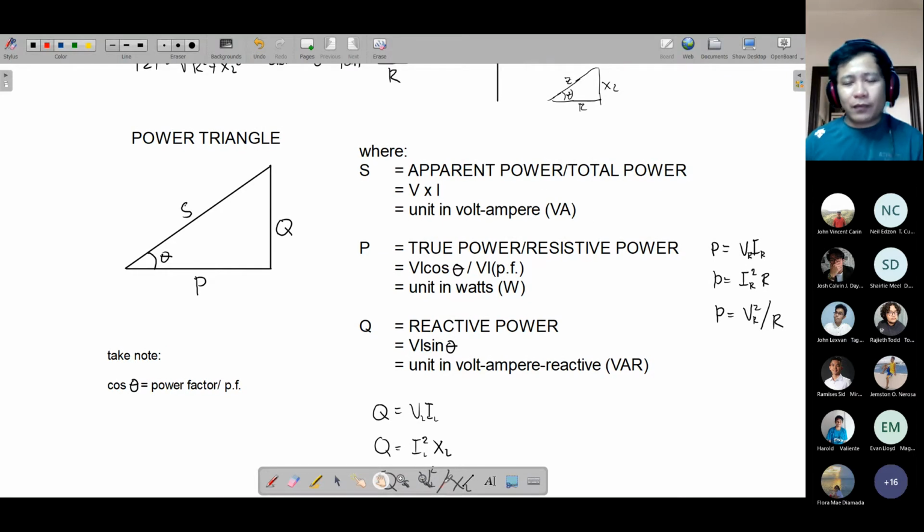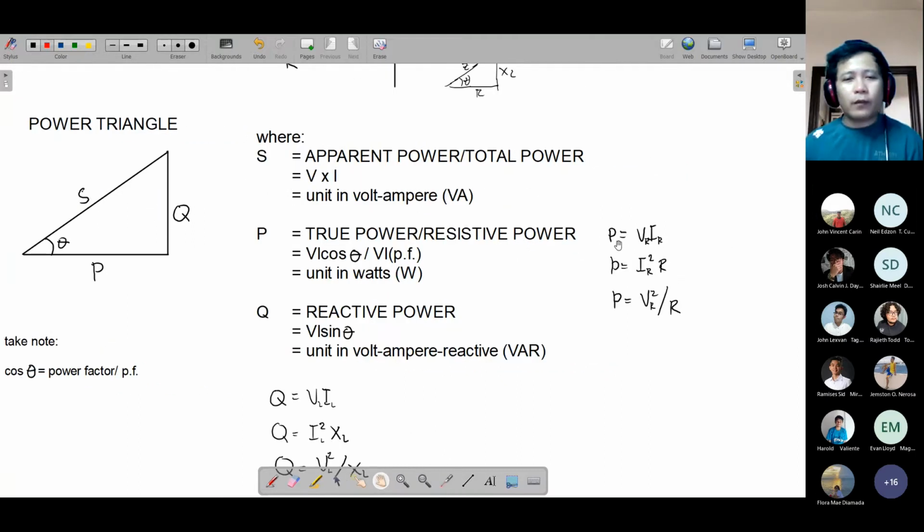Now, also, aside from these formulas, VI cosine theta or VI sine of theta, for the true power P, since as I've said before, the main reason for true power P is the resistance, you can also solve P using the regular formulas, V times I, I squared R, or V squared over R. But take note, the voltage should be of the resistor itself. The current should be of the resistor itself. So I clarified here VR, IR. IR squared times R. VR squared over R. This V is not the total voltage, but instead the voltage of the resistor itself.